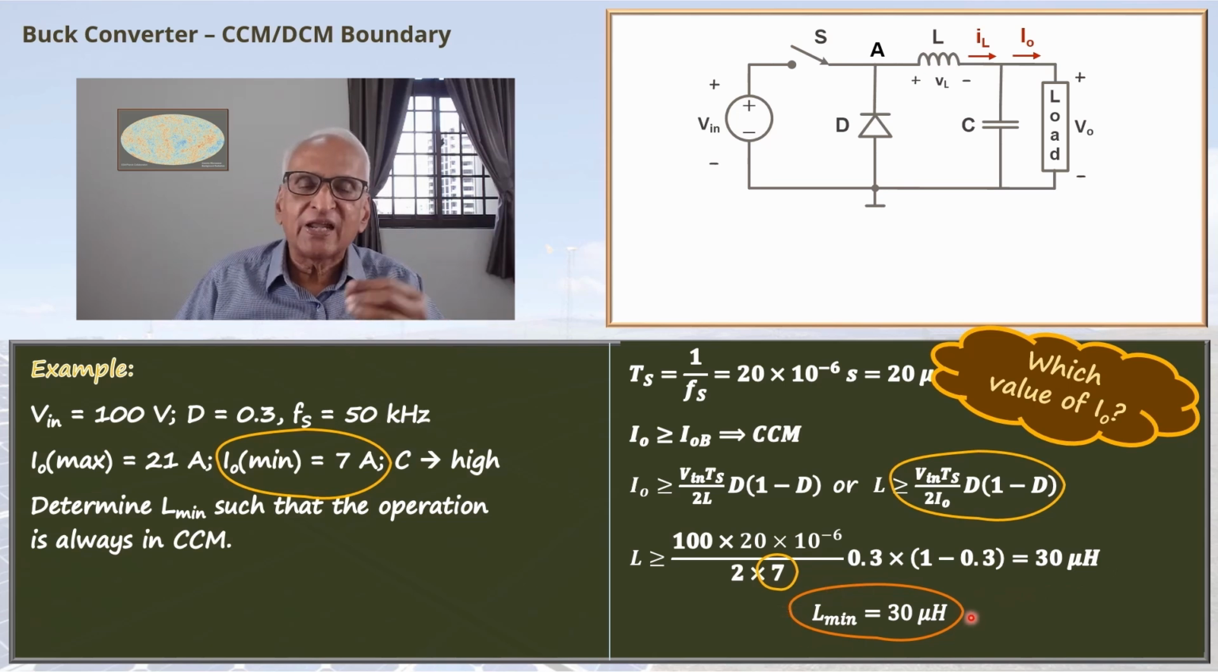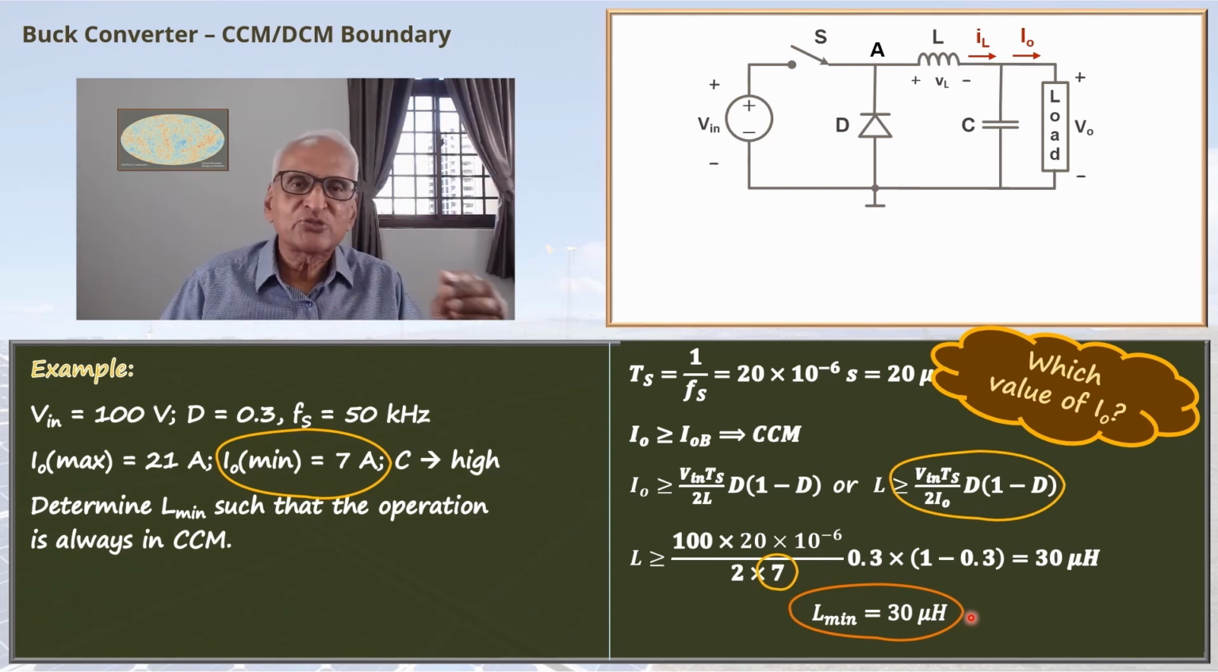Notice that we have taken an ideal converter, and also in practice, there will be component variations. So for these reasons, it is normally a practice to take a slightly higher value. So instead of 30 microhenry, we might actually use 32 microhenry or 35 microhenry, so that we make sure that the operation is in continuous conduction mode at 7 amperes, that is the minimum current.